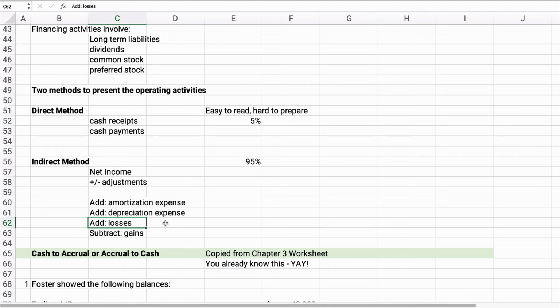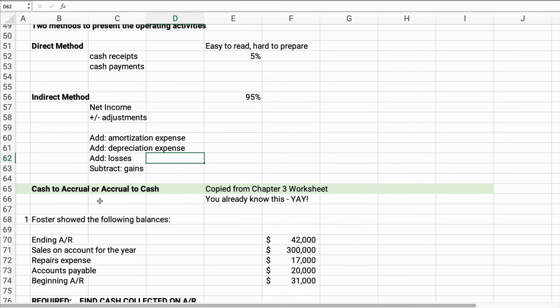Well, losses, if you sell land and you have a loss, well, you record the cash, that would be an investing activity, but the loss would show up in the income statement. You have to back that out because it doesn't mean you paid cash for that. It means you just received less cash than the fair value. So you add losses and subtract out gains. That's how you do that.